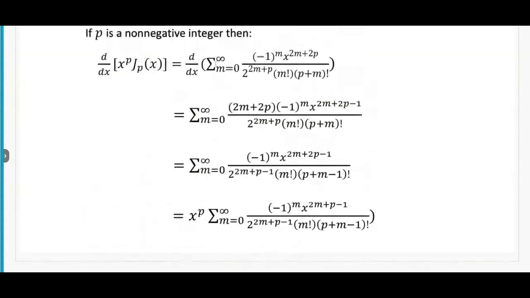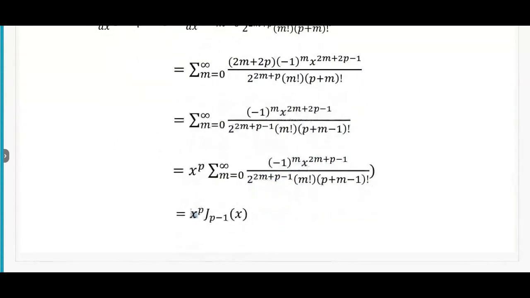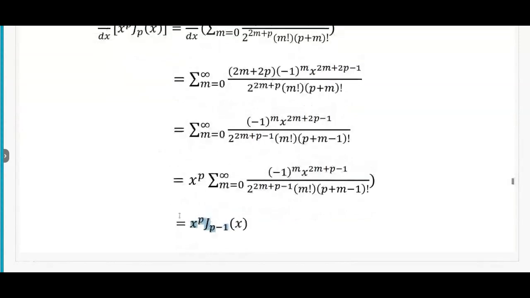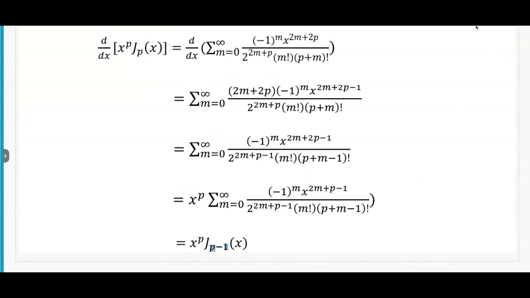Right. So this is a tedious calculation. I didn't really go through it, so go through it yourself to convince yourself of such relations. Take a derivative of x^p J_p, and you get this. So you see the order p and the order p minus 1 have a recursion relationship with its derivative.